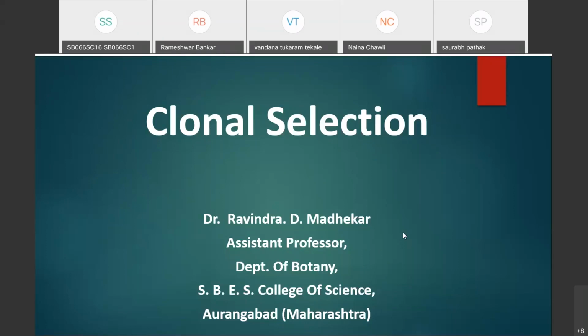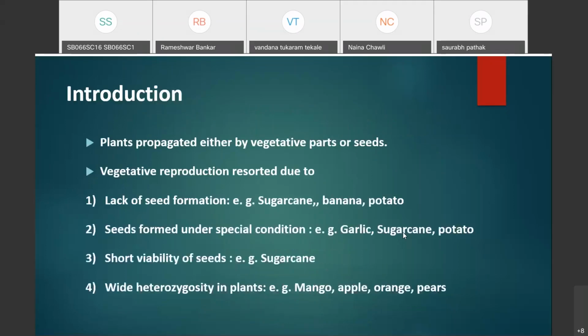In the last lecture, we also discussed the differences between mass selection and pure line selection. And in today's lecture, we are going to discuss the third method of selection, and that is clonal selection. Okay, today we are going to discuss clonal selection.